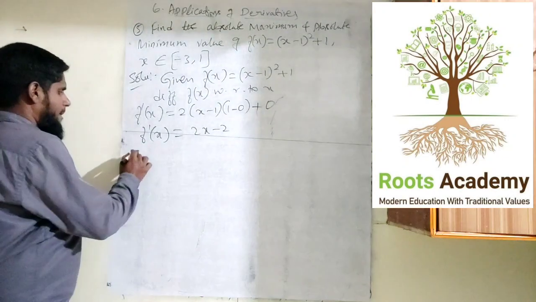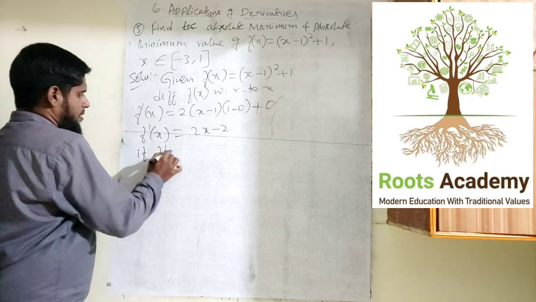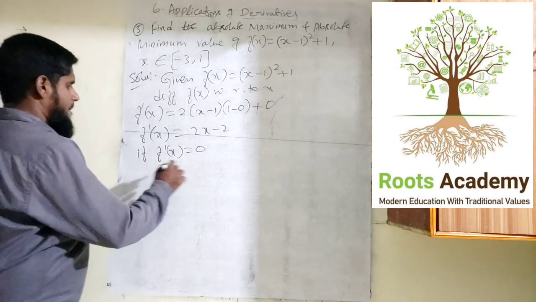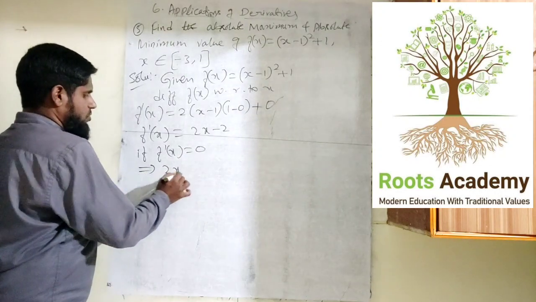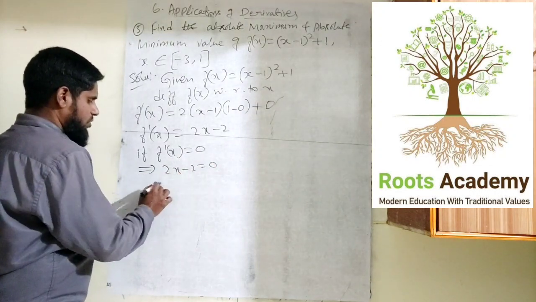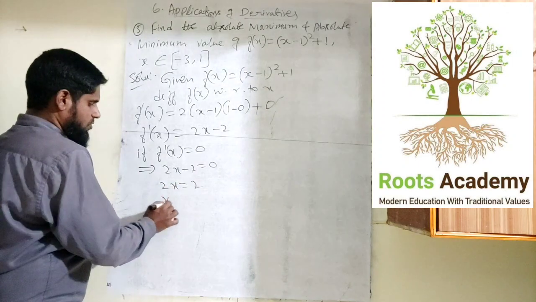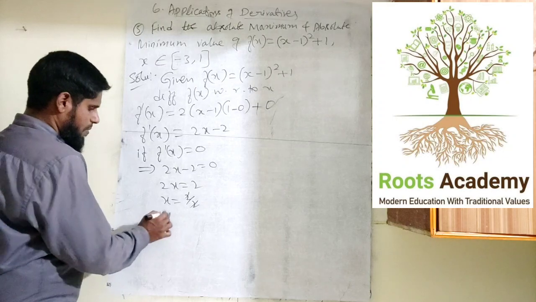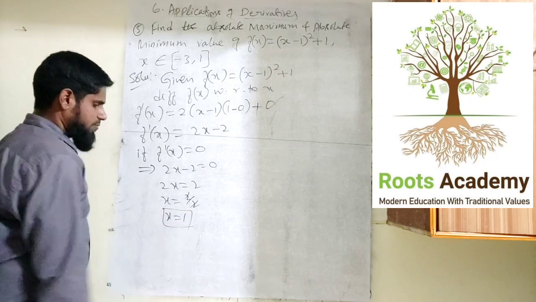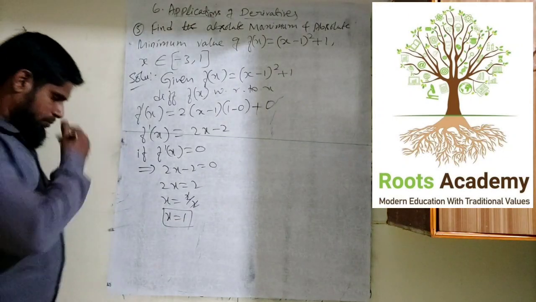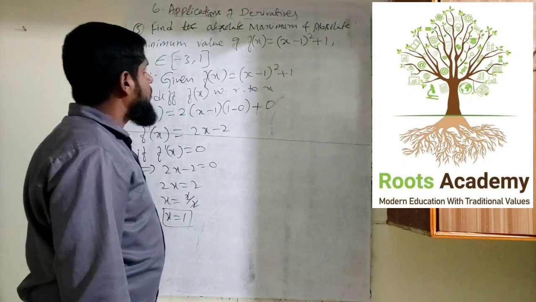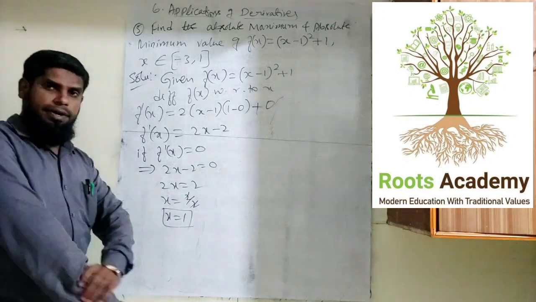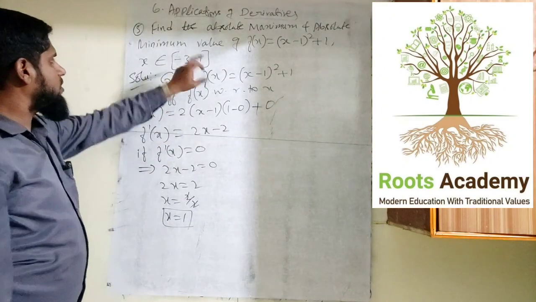So if f dash of x is equals to 0, this implies 2x minus 2 is equals to 0, 2x is equals to 2, x is equals to 2 by 2, x is equals to 1. So I got the value of x is 1 here. Yes, it comes in this interval.